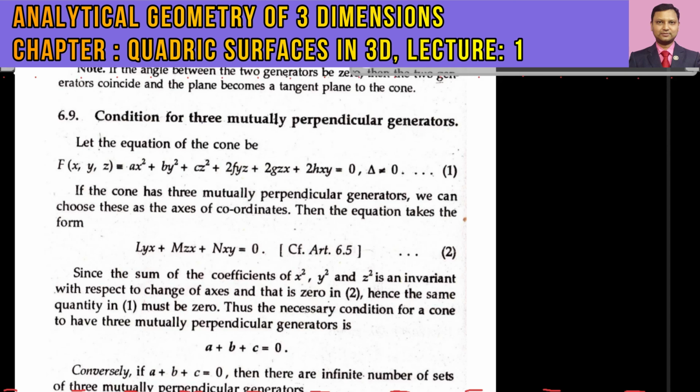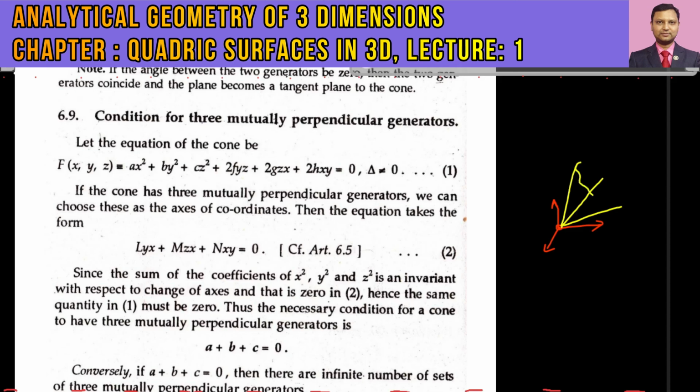Now, to finish this result, we consider the condition under which this kind of homogeneous equation of second degree will have three perpendicular generators. Suppose this is the second degree equation, which means it is passing through the origin. Three perpendicular generators are not necessarily the coordinate axes. It may so happen that we have three perpendicular straight lines: maybe this is one, this is another, and this is the third, which are mutually perpendicular to each other.